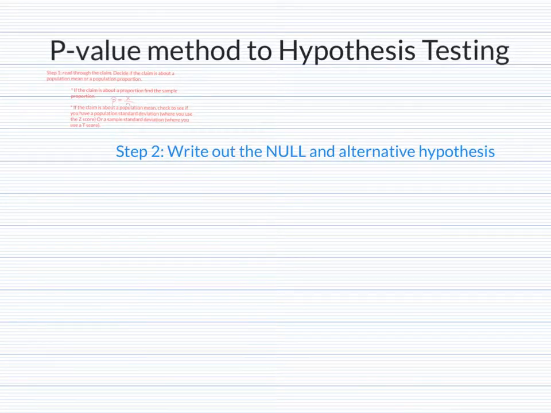Step 2 is to write out the null and the alternative hypothesis. So my null hypothesis, once again, is H0, and my alternative hypothesis is H1. The null will have some sort of parameter is equal to. And the alternative hypothesis will have the parameter either less than, greater than, or not equal to.